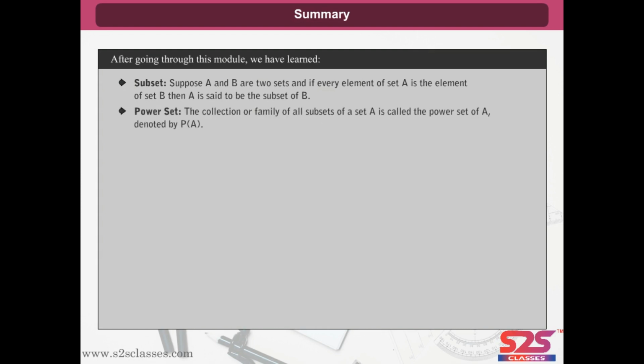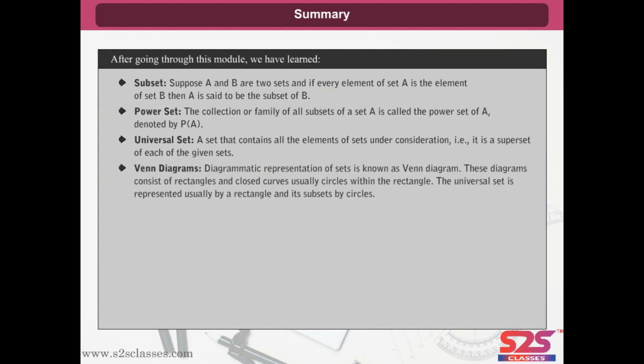Power set. The collection or family of all subsets of a set A is called the power set of A, denoted by P(A). Universal set. A set that contains all the elements of sets under consideration, that is, it is a superset of each of the given sets. Venn diagrams. Diagrammatic representation of sets is known as Venn diagram. These diagrams consist of rectangles and closed curves, usually circles, within the rectangle. The universal set is represented usually by a rectangle and its subsets by circles.